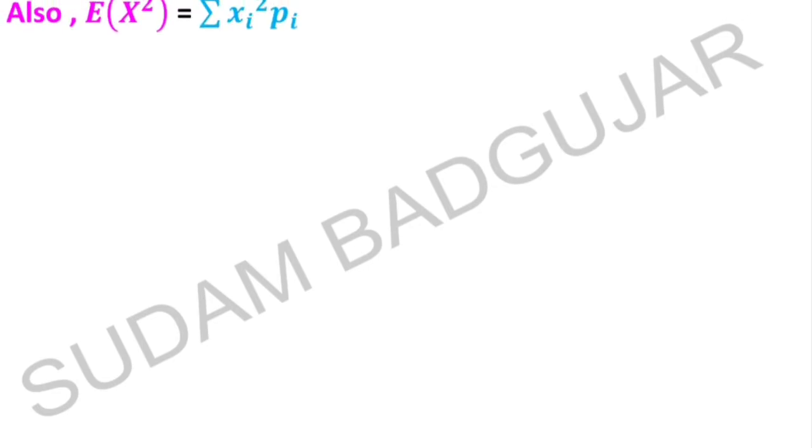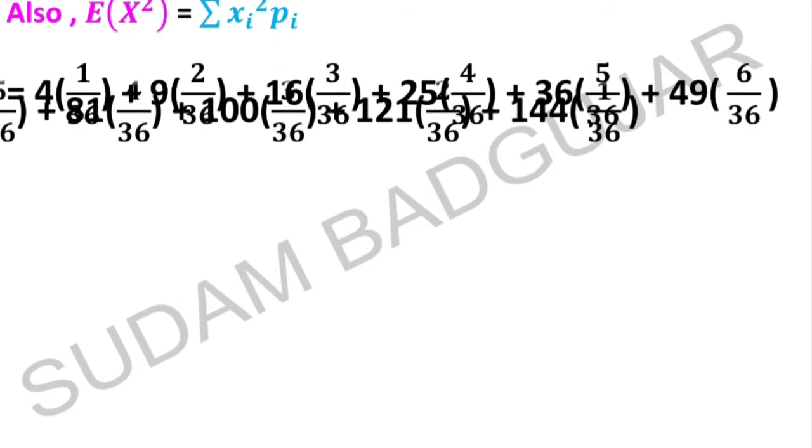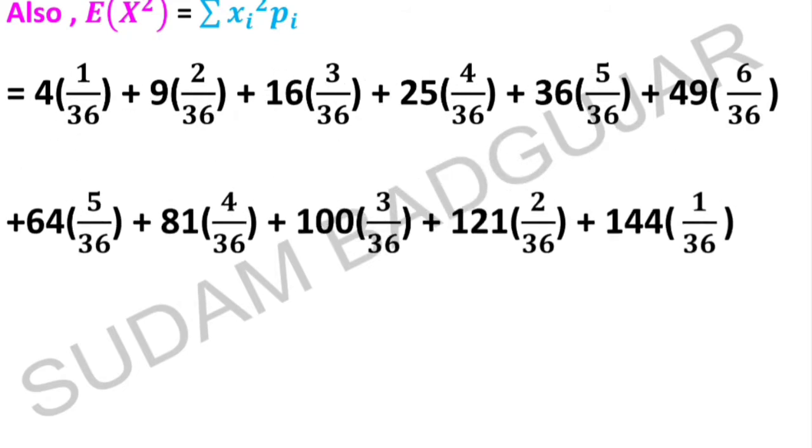E of x square is xi square into pi. So substituting all values, that is 4 into 1 upon 36 plus 9 into 2 upon 36 plus 16 into 3 upon 36 plus 25 into 4 upon 36 plus 6 square is 36 into 5 upon 36 plus 7 square is 49, in this way.